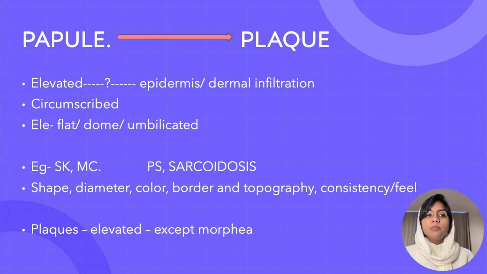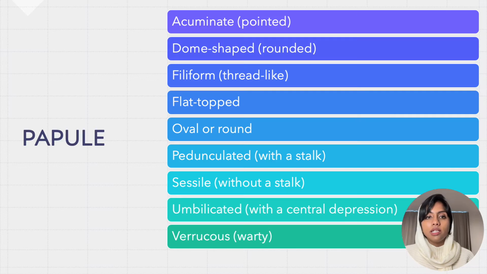So all plaques tend to be elevated except in the case of morphea, which is again a clinical condition. The picture I have not included, but you can go back and read about it. But in all the rest of the cases, the plaques will be elevated.